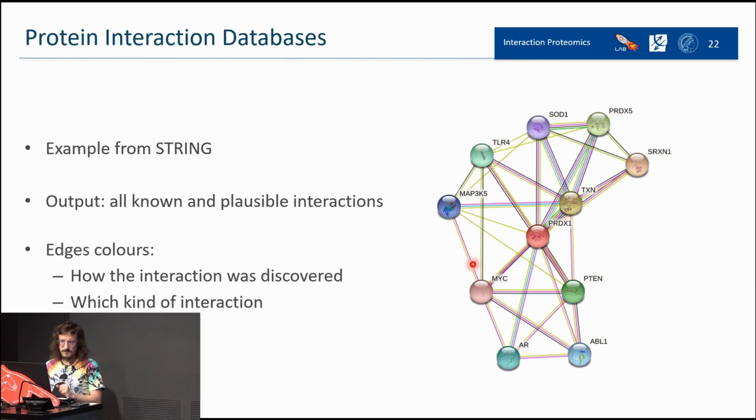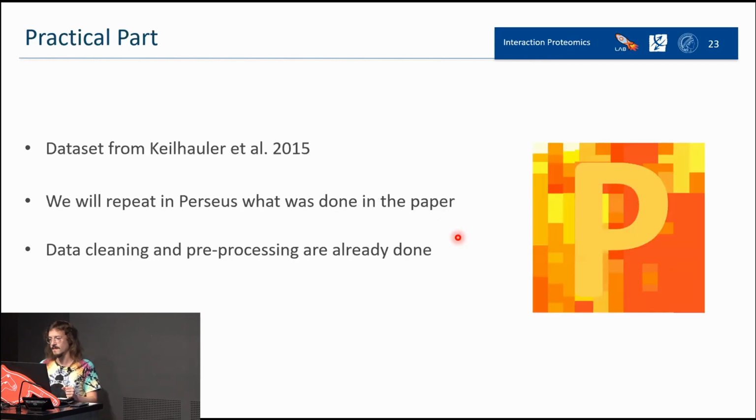You also have structural information about the protein, and several other kinds of information in STRING. I strongly recommend that when you're interested in a particular protein, you look for it in these databases, just to have a general overview of what it does, which are its interactors, and a comprehensive overview of the specific protein you're interested in.